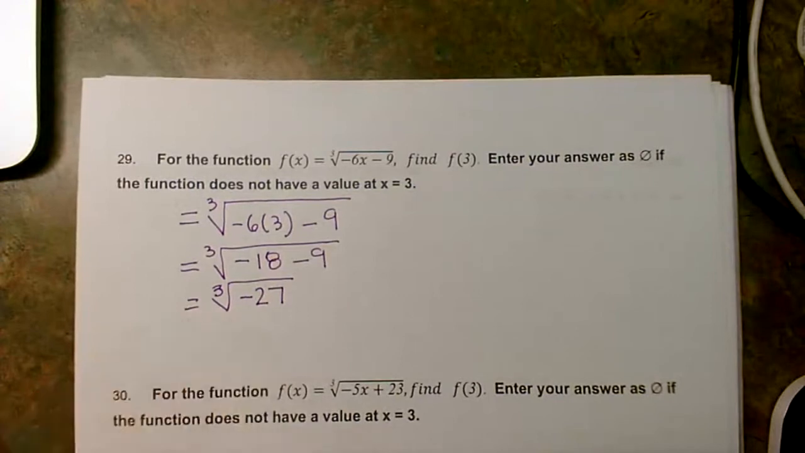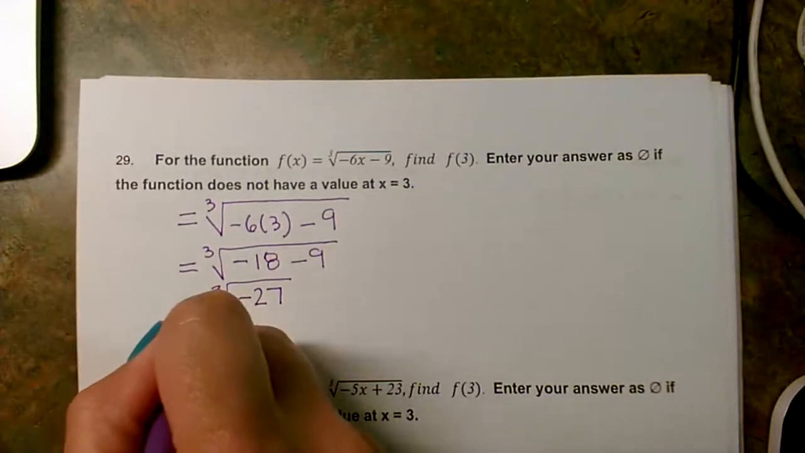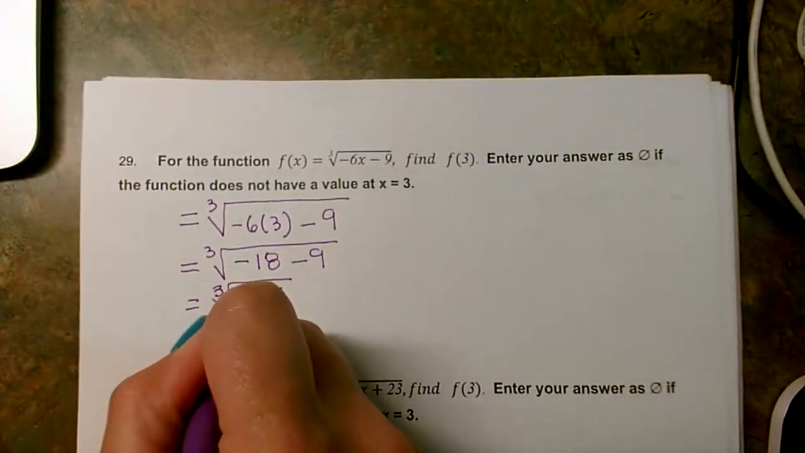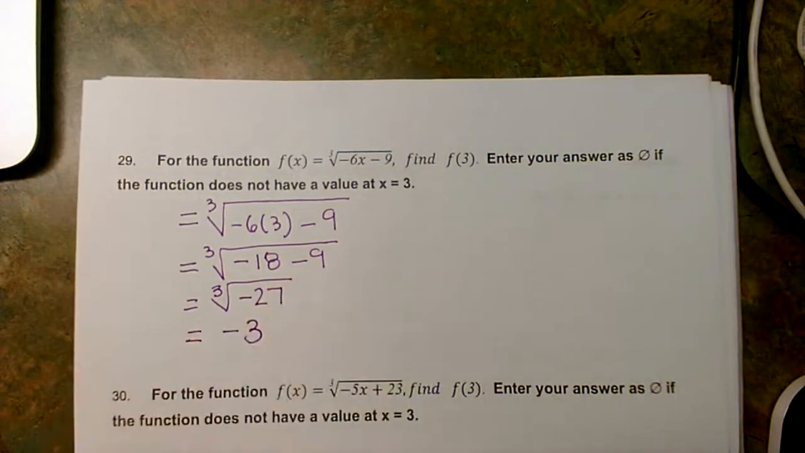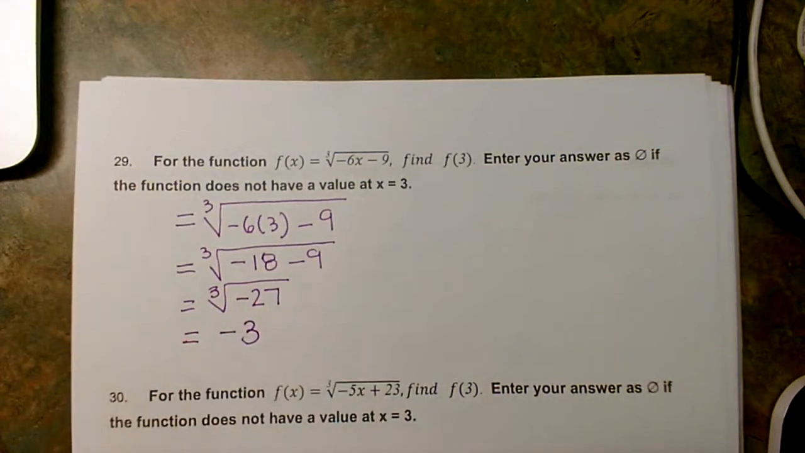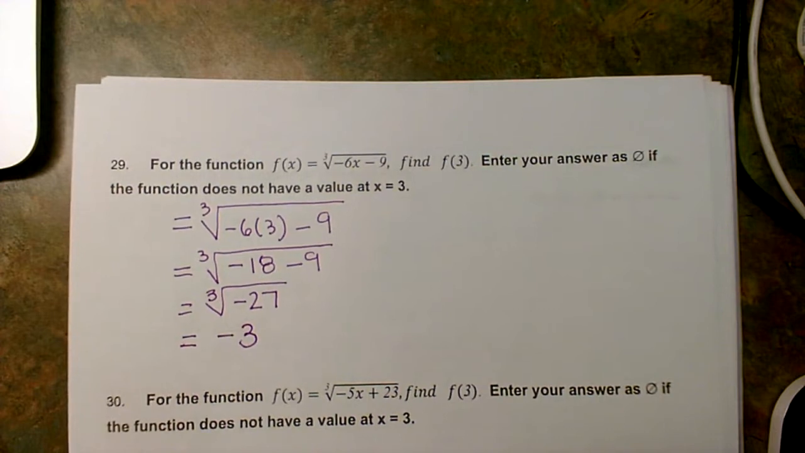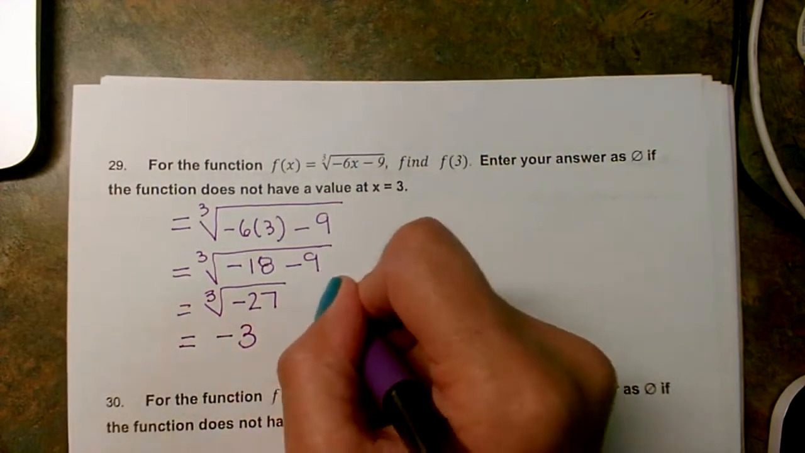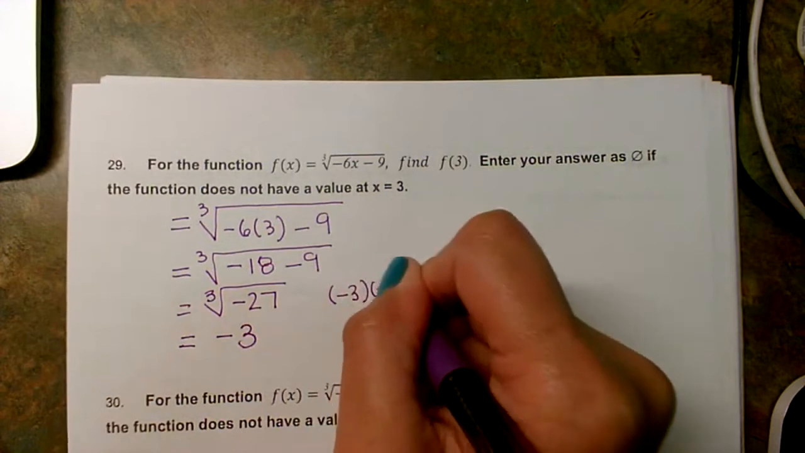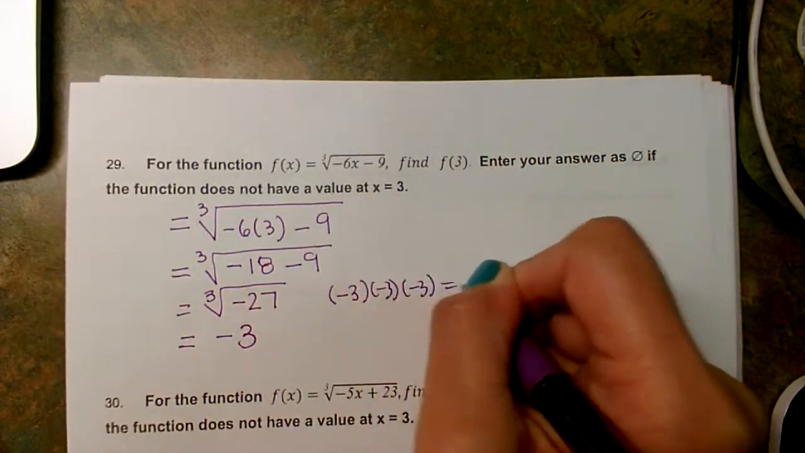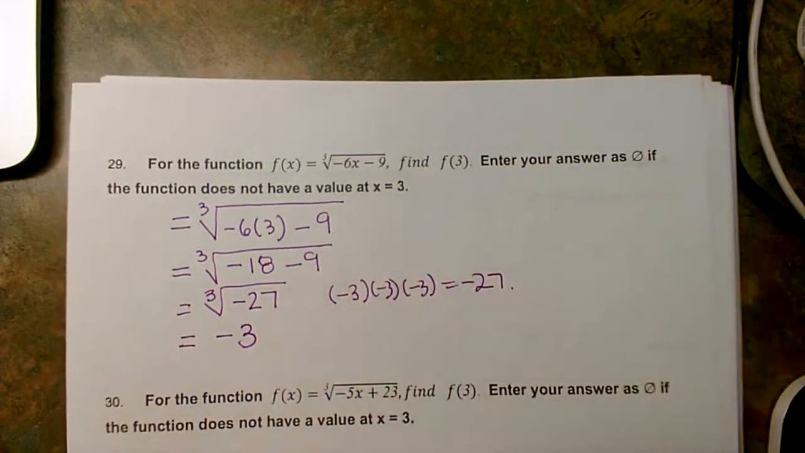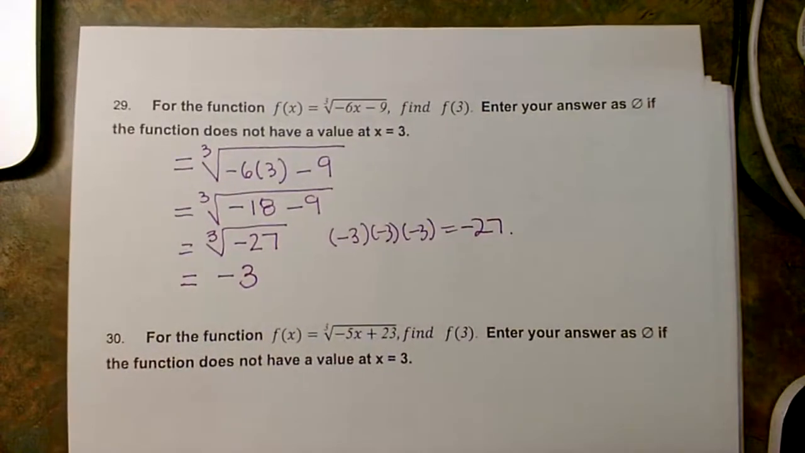Remember, because it's cube, we could have a negative root. So this is equal to negative 3. Why? Because negative 3 times negative 3 times negative 3 will give us a negative 27. That's why.